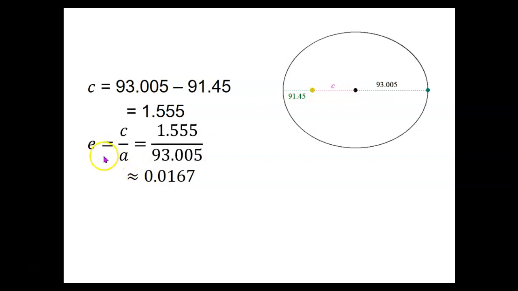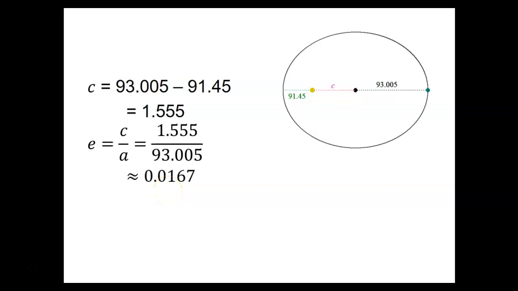Now the eccentricity e would be c over a. 1.555 divided by 93.005, and that comes out to be about 0.0167. That's a pretty small number for an eccentricity. It's not very much bigger than 0.